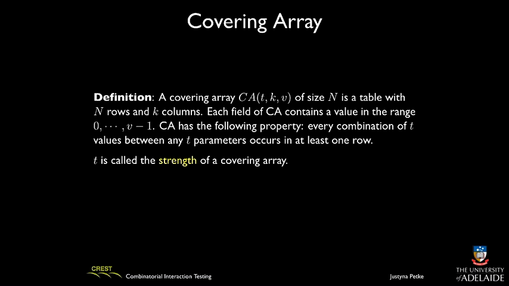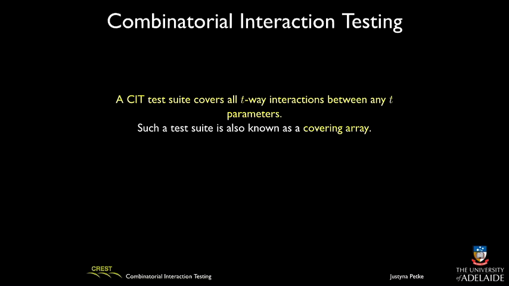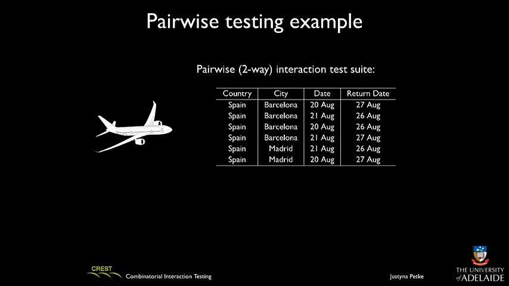And in particular, a covering array has the following property. Every combination, or t-way combination, occurs in at least one row. So you might have, for example, I'll go back briefly, the combination Barcelona and 21st, appearing 2 times. This is perfectly fine for a 2-way interaction test suite. Having it several times in there is not a problem. You must have it at least once. Otherwise, it doesn't cover all 2-way interactions.